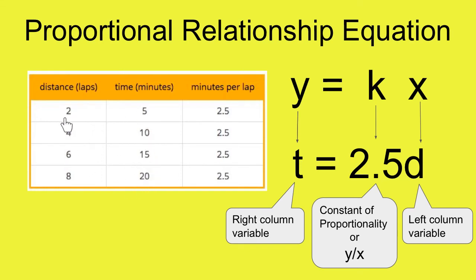5 divided by 2 gives you 2.5. 10 divided by 4 gives you 2.5. 15 divided by 6 gives you 2.5. 20 divided by 8 gives you 2.5. This k, this constant of proportionality, can be found by taking any y and dividing it by the x it is connected to.